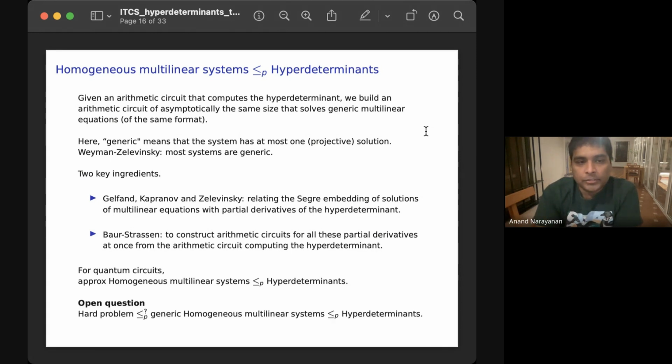Okay, so what remains is probably the main open question. Can you reduce your favorite hard problem to solving generic homogeneous multilinear systems? For that would resolve the hardness of hyperdeterminants. And my hope is yes. Yeah, let's see how it goes.